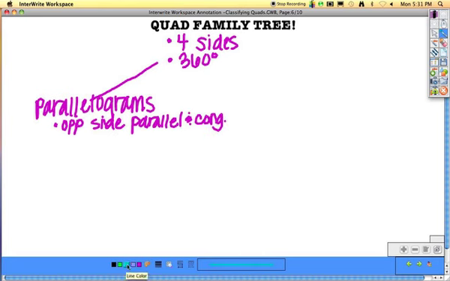From the parallelogram, we have over here a rectangle, which has four sides that total to 360 degrees. The opposite sides of a rectangle are parallel and congruent, but the only thing you really need to be considered a rectangle, the most important thing, is that you have four right angles.